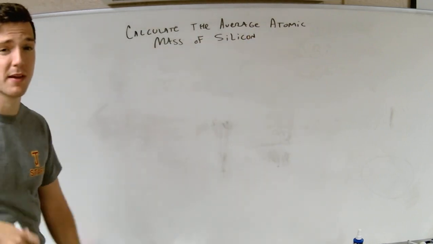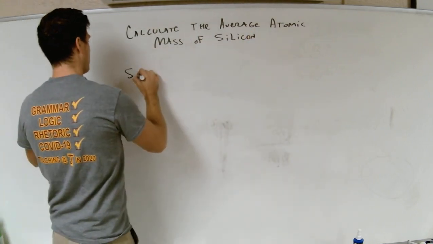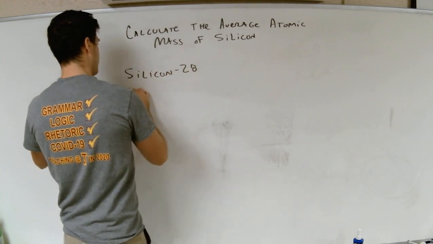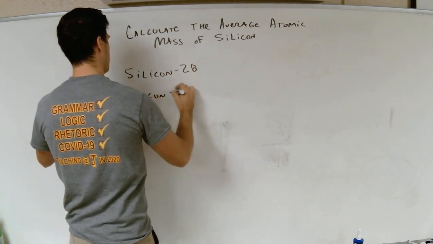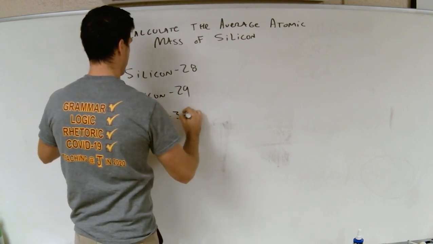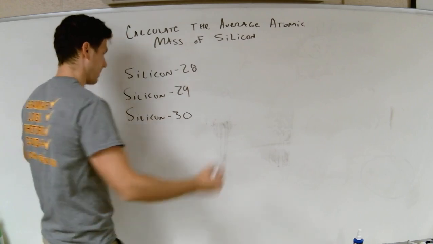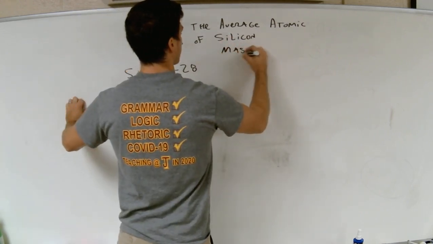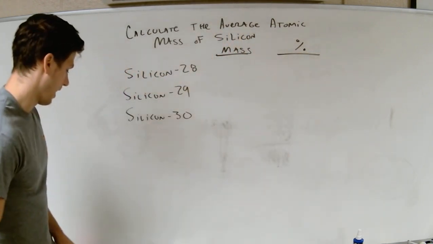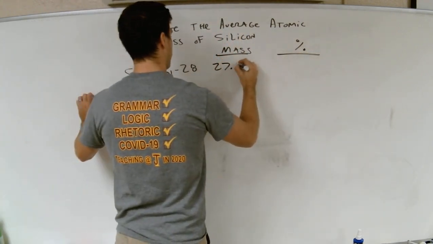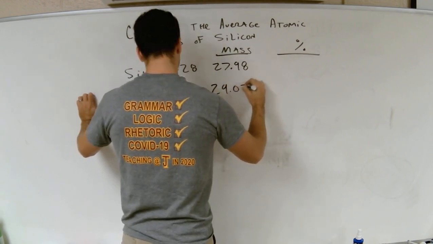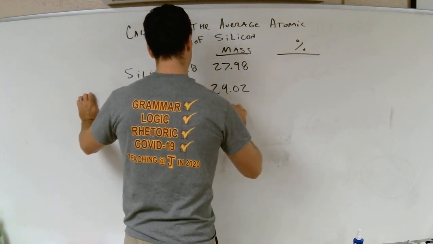Okay, average atomic mass of silicon, and I'm going to give you a little table here. We got silicon 28, silicon 29, and silicon 30, okay? And then I'm going to put mass in this column and percent abundance in this column. This one's going to be 27.98, this one is going to be 29.02, and this one's going to be 29.98.